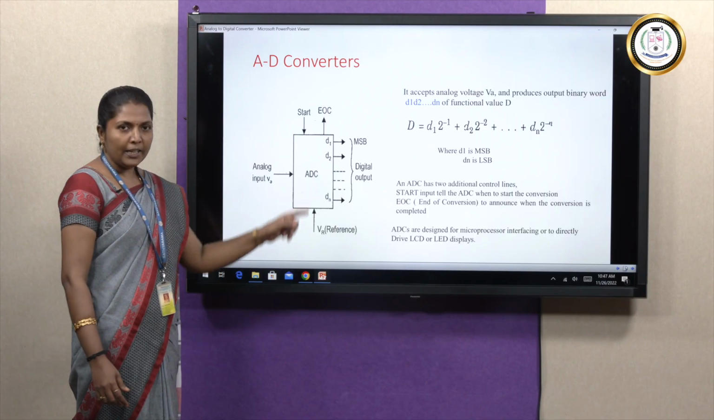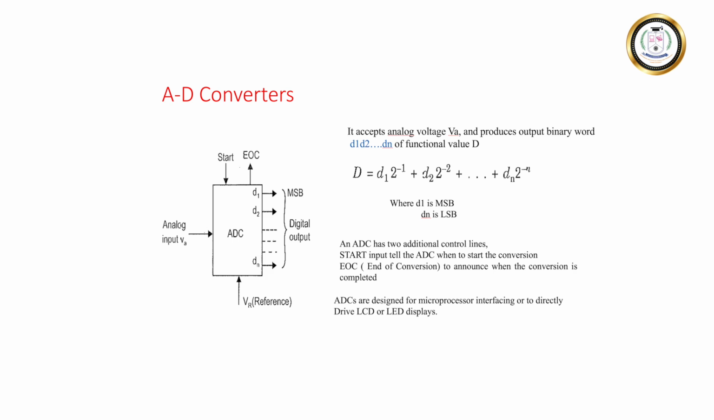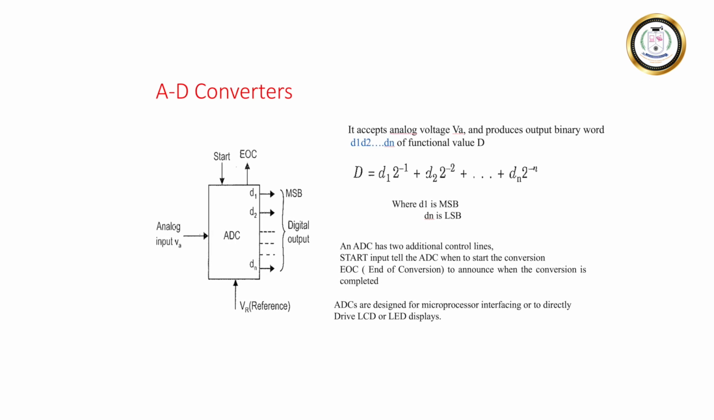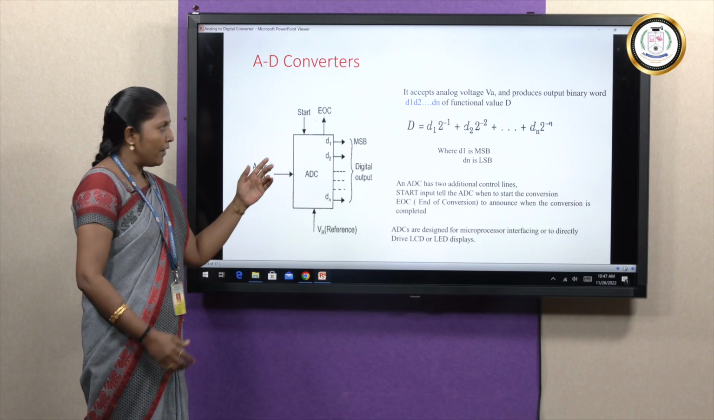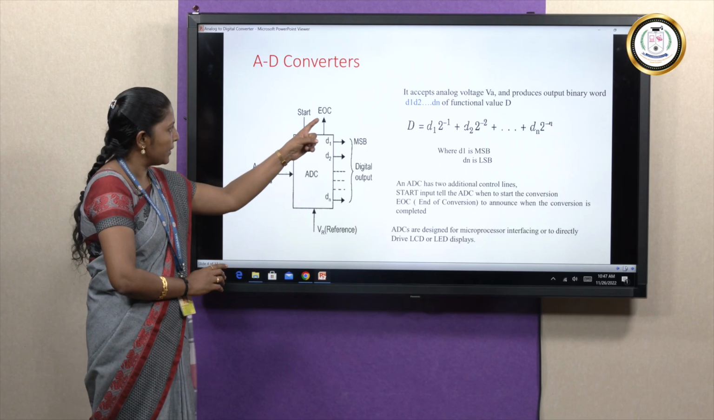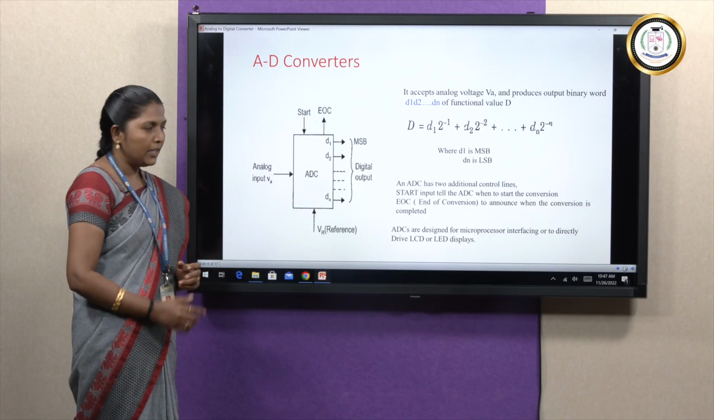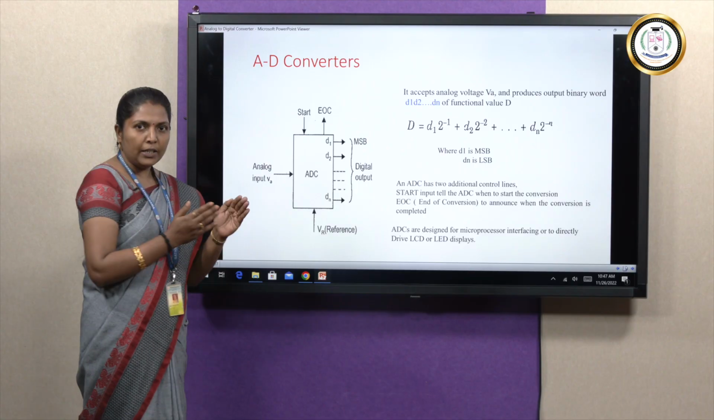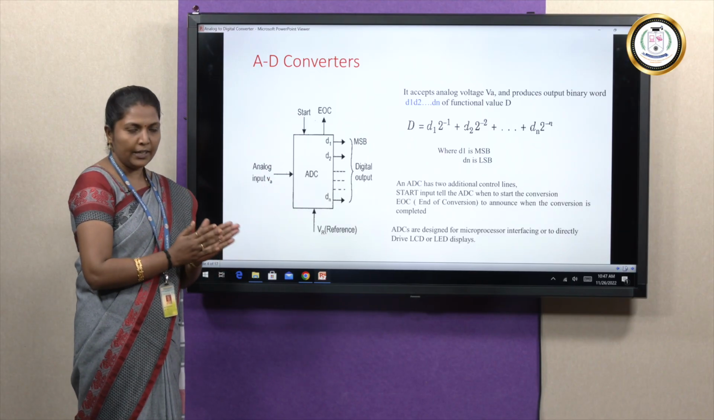This is the block diagram which represents the basic analog to digital conversion technique. It is called an ADC. We are giving an analog signal which is called VA. In addition to that, you will have two control lines, one is start and the other is end of conversion, which is represented as EOC. In addition to all these, you should have a reference voltage VR, and based on the application which we are going to use, the number of bits of the digital signal can be achieved.